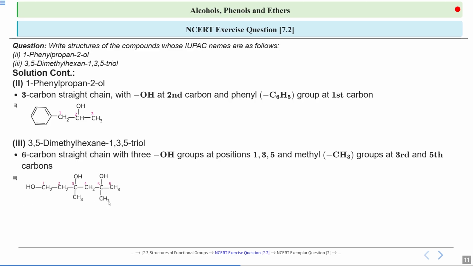So we draw the structure where we choose a single 6-carbon straight chain, and at the fifth position we add OH, at the third position we add OH, and at the first carbon we add OH, and at the third and fifth position we add methyl, and the other valencies will be fulfilled by the hydrogen atoms, and you will get this structure of 3,5-dimethyl hexane-1,3,5-triol.